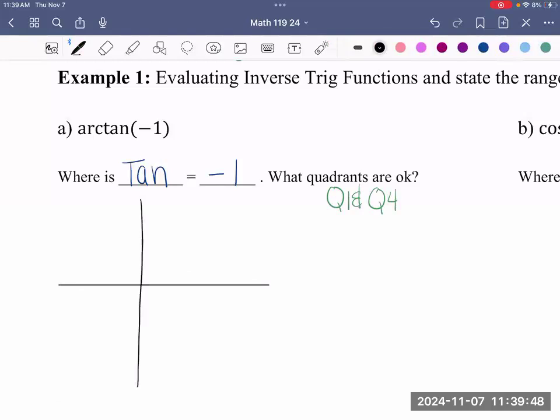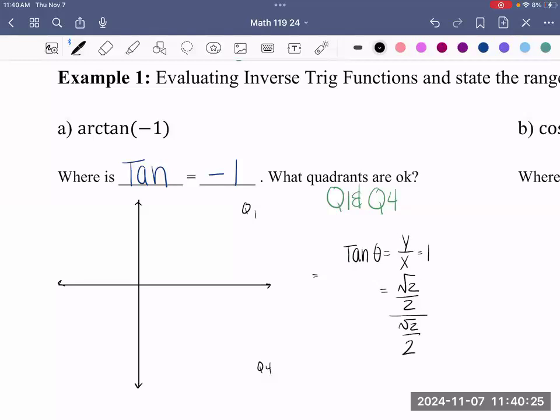So if we're looking here at a very quick unit circle, we're at quadrant 1 and quadrant 4, and we're looking for where tangent is equal to -1. Well, where's just tangent equal to 1? What would that have to look like? In order for tangent of theta to be equal to 1, tangent is y over x, meaning we have to have the same thing above as it is below. So there's only one location or one coordinate that has the same exact thing.